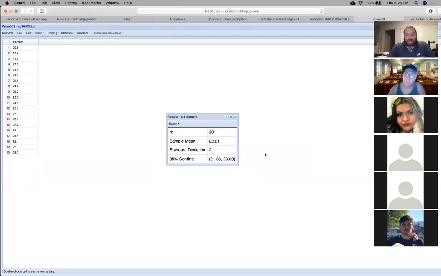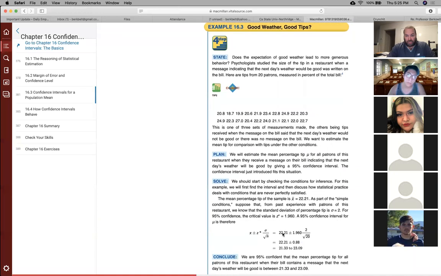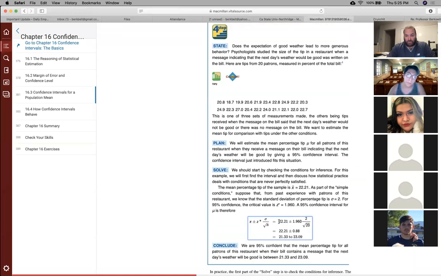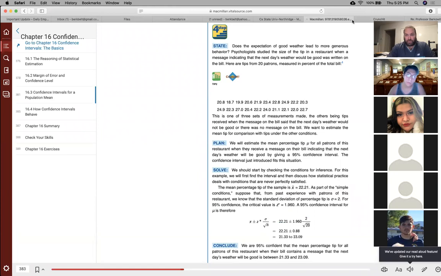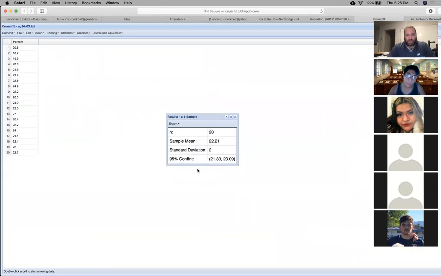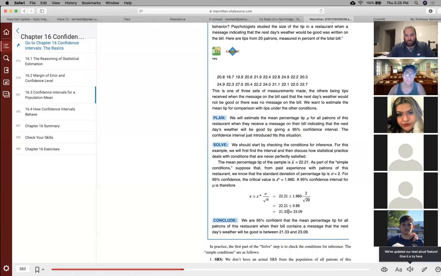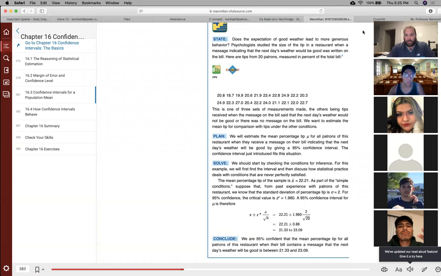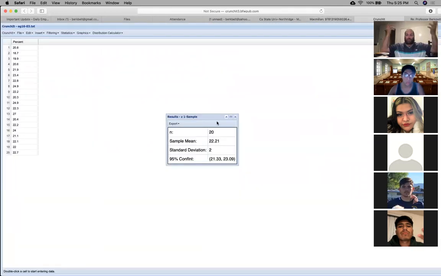So this is a few pieces of information here. One, it tells me how many data points I have, 20. I have 20 data points. The sample mean was 22.21, which the book agrees with, right? X bar is 22.21 right here. And then it gave me the 95% confidence interval to be 21.33 to 23.09. So there it is. So the question is, how do we interpret this confidence interval?